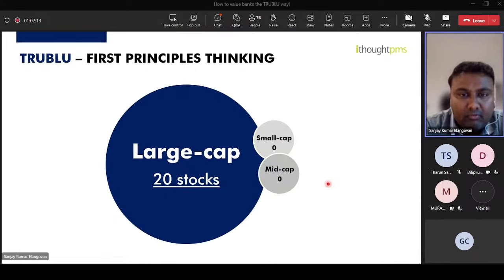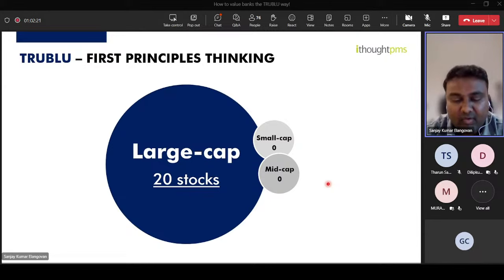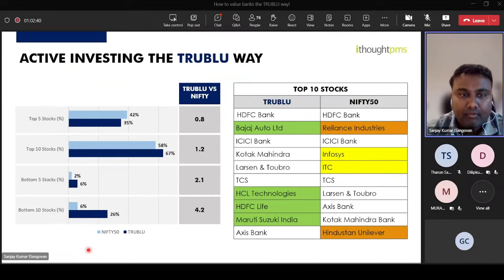So TRUBLU was designed with first principles thinking, where we just wanted to have pure large caps, just 20 stocks in our portfolio. But if you look at all the other large cap funds in the market, they all hug the index, as in they try to mimic or imitate the index. The lowest number of stocks that a fund has is 39, Axis Blue Chip Fund, that has been doing terribly in recent times. So our active investing is our moat or forte, I would say.